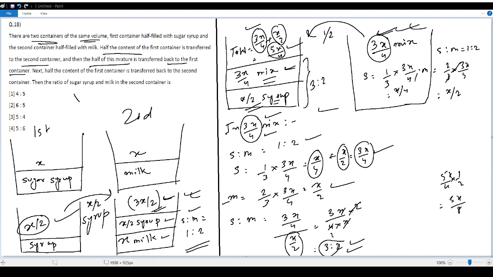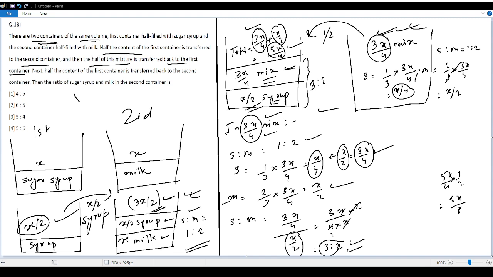That is the reason why I am finding the syrup as 3 by the sum of this ratio, 5, into 5x/8, that is 3x/8. What is the amount of milk? 2 by the sum of this ratio, 5, into 5x/8, that is x/4. So what is the total syrup now? 3x/8 plus the initial amount of syrup, x/4, that gives me 5x/8.